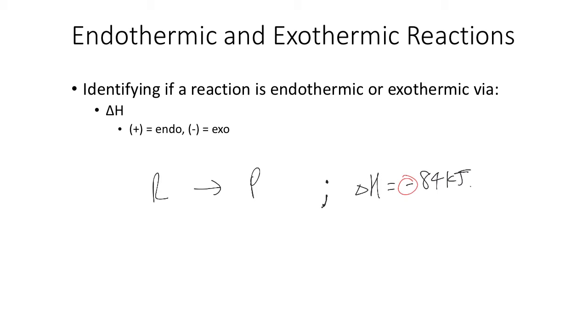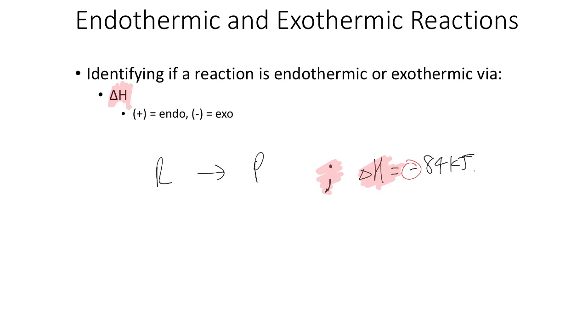But what you really need to remember is to look for this semicolon, to look for this delta H equals something. All right, that's how you know that you've been given a reaction where you've been given delta H as a value rather than delta H within a reaction. All right, let's move on.